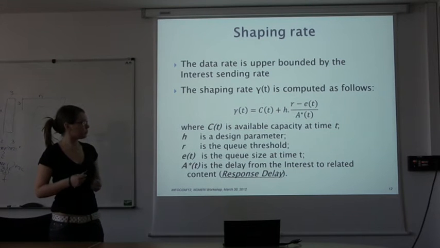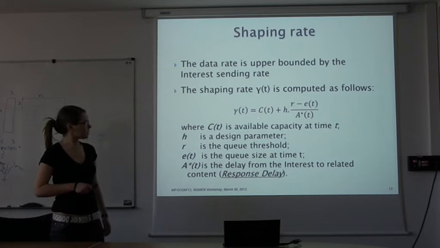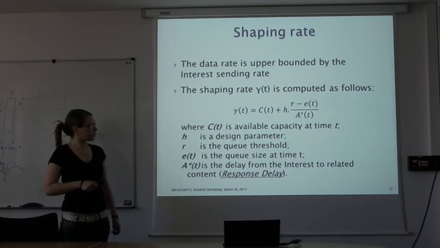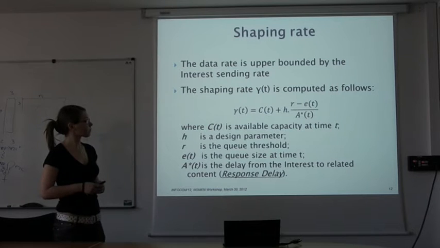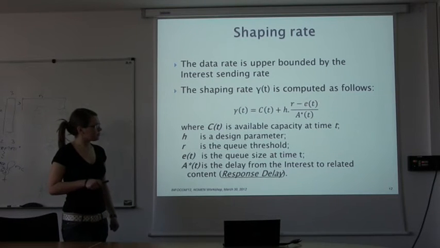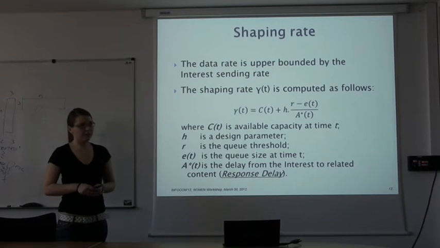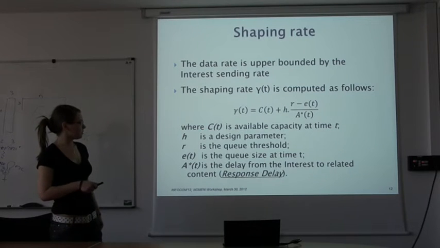So the shaping rate computation process uses this equation that consists of two parts. The first part of the equation is the available capacity to send the chunks at time t, and the second part is the left buffer capacity to keep the chunks. We can see that if e(t), the number of chunks in the queue, is higher than the threshold, this part becomes negative, and we must decrease the shaping rate. In the other case, the shaping rate will be increased.